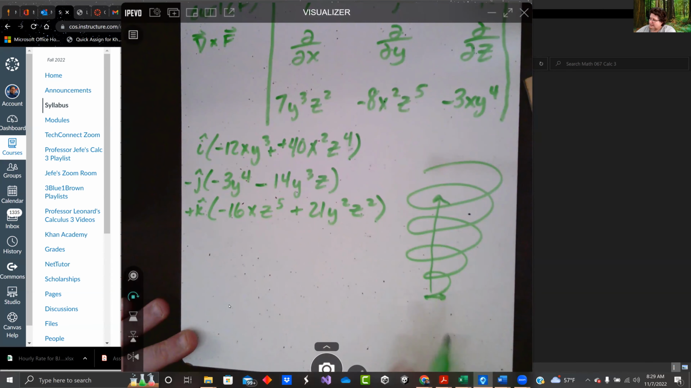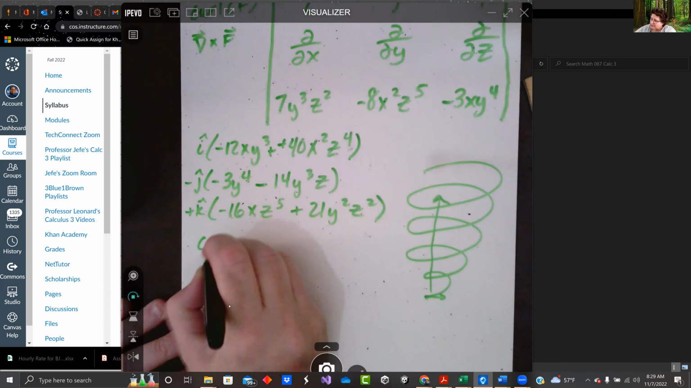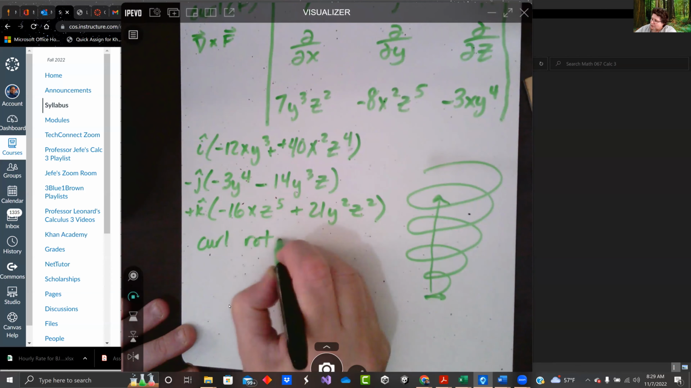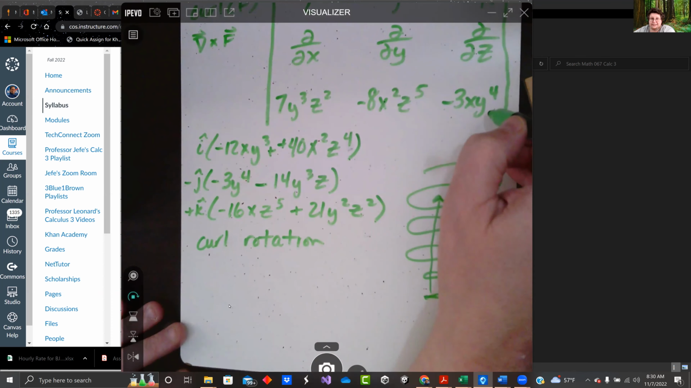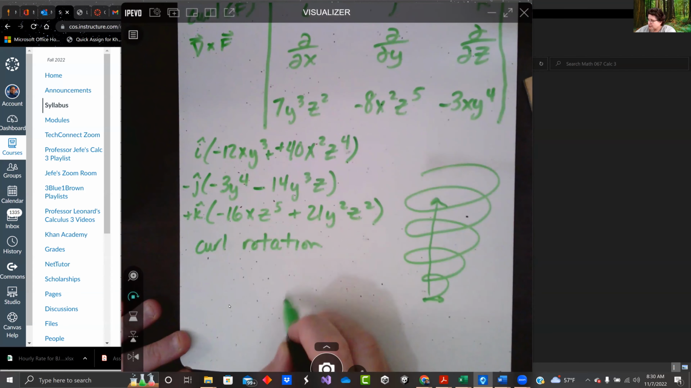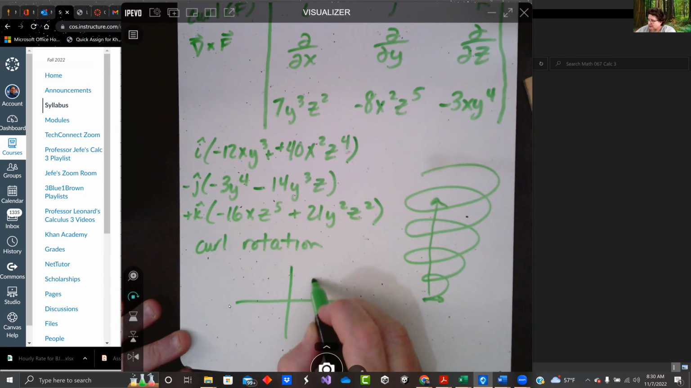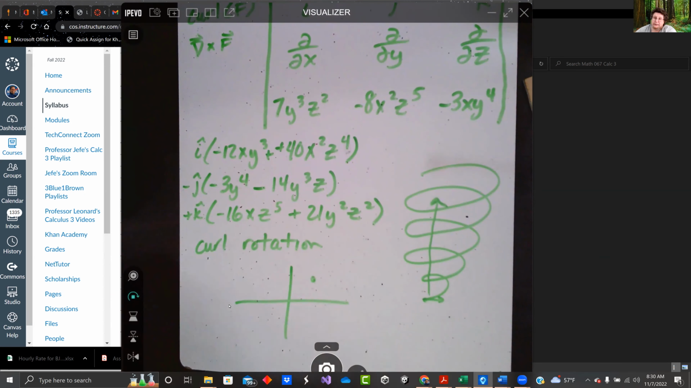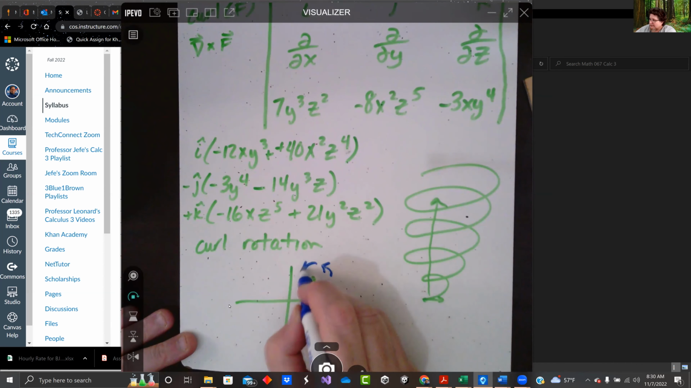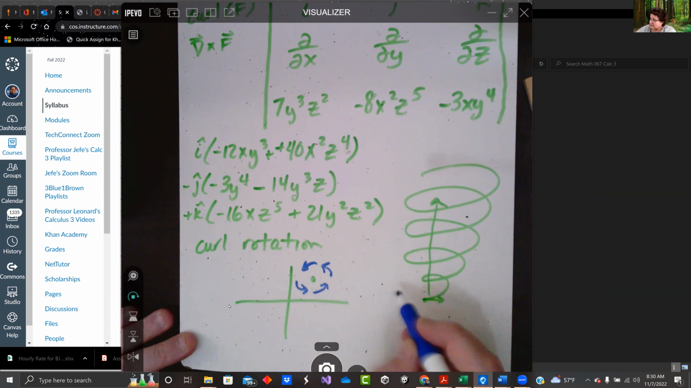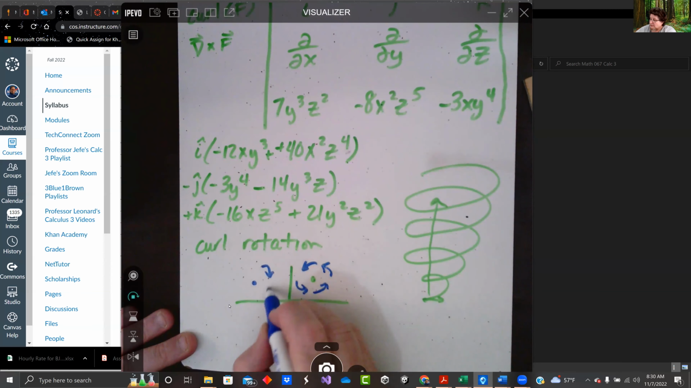And so curl is rotation. If we've got a Z component where the k hat is 0, we're just looking at how well something rotates around a point. Is flow going around the point in a clockwise direction or counterclockwise?